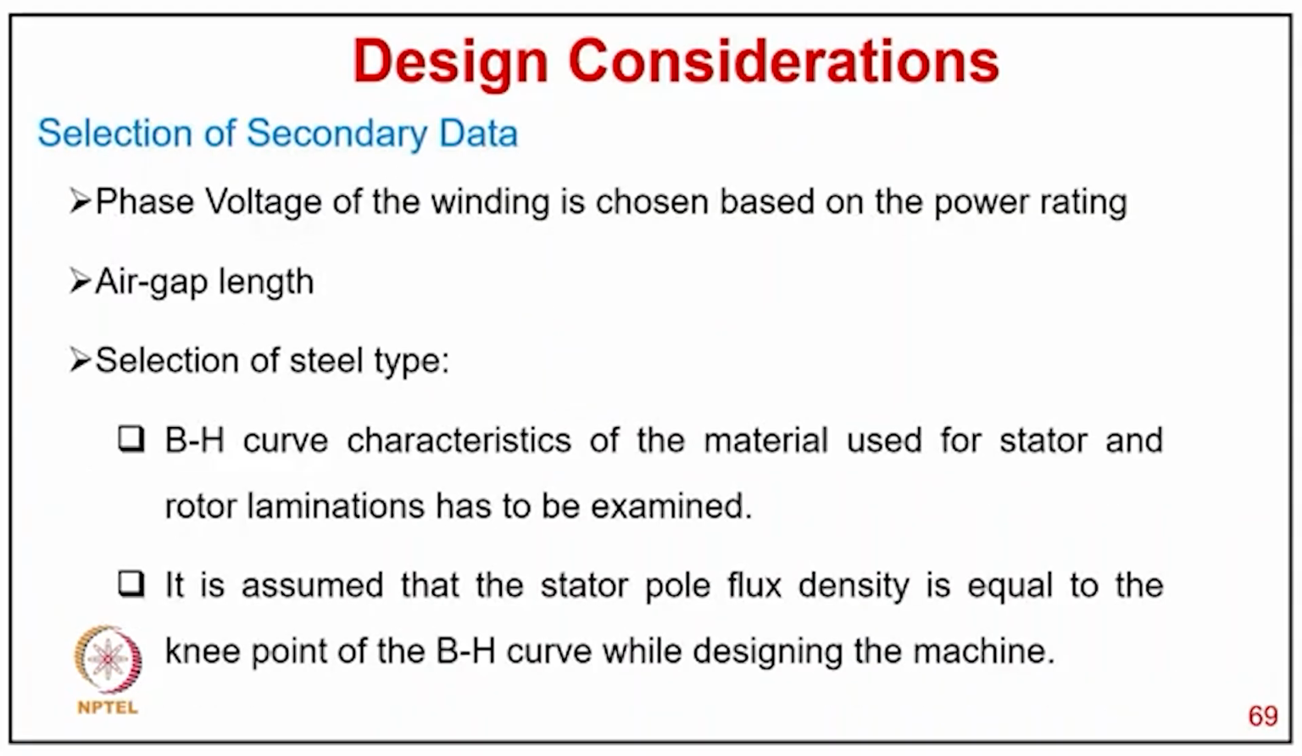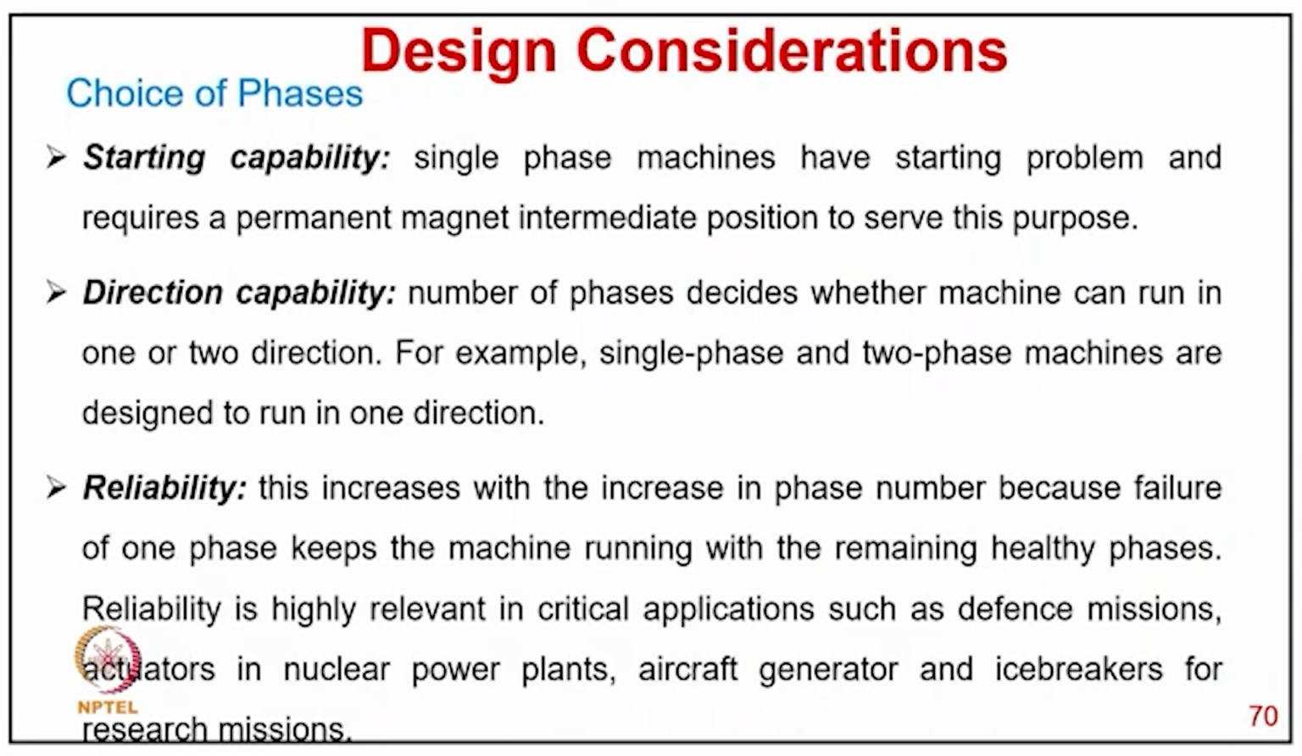Now coming to the selection of secondary data. The phase voltage of the winding is chosen based on the power rating. Then the air gap length and the selection of steel type: the BH curve characteristic of the material used in the stator and rotor laminations has to be examined, and it is assumed that the stator pole flux density is equal to the knee point of the BH curve while designing the machine.